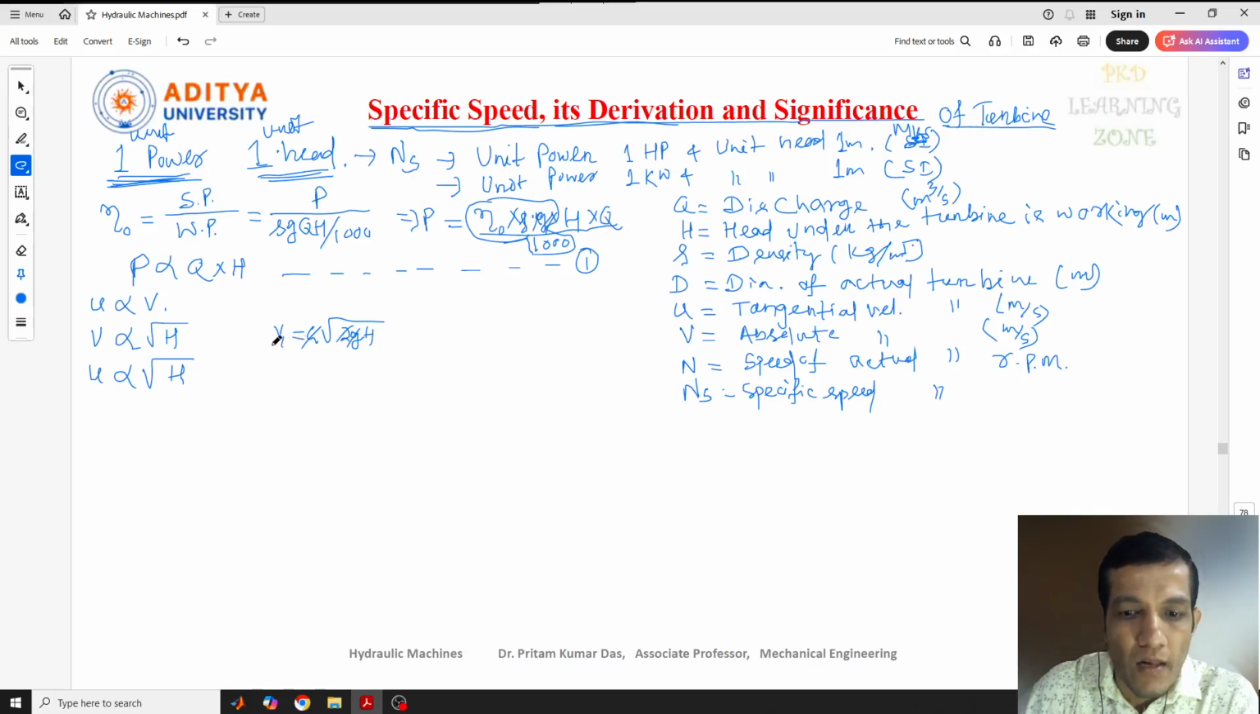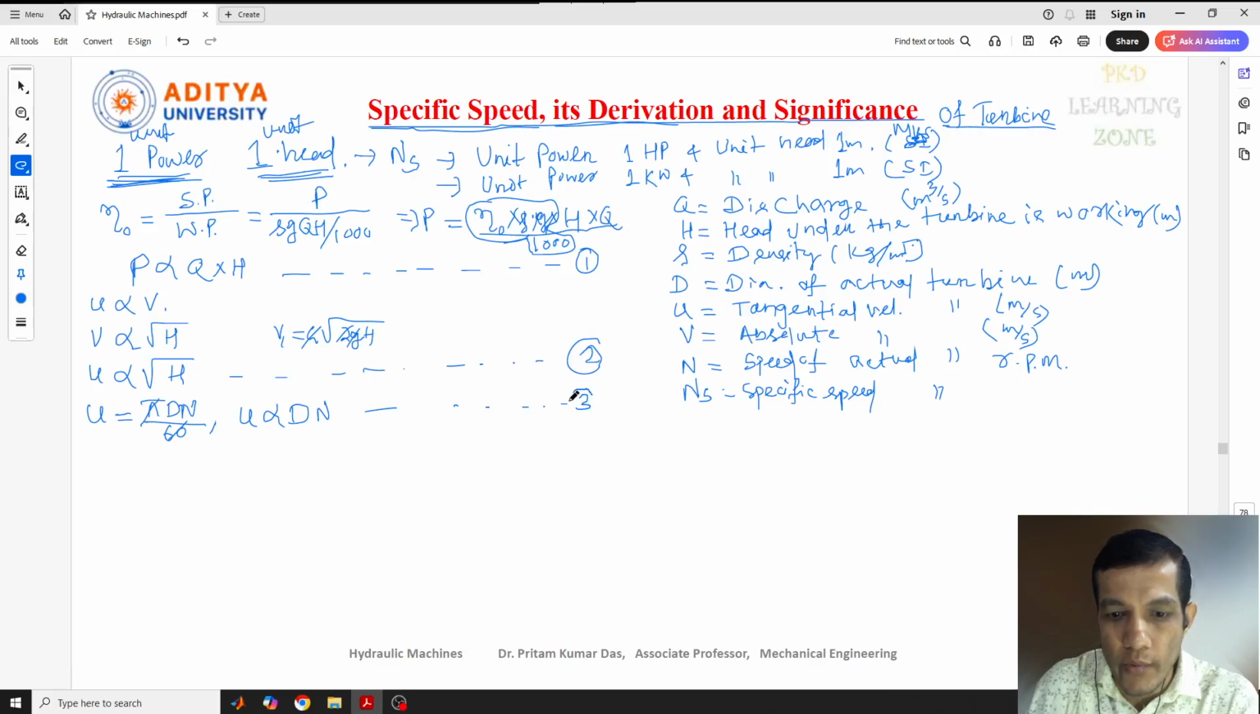We give this equation number 2. Also we know one more relation, the tangential velocity can be written as pi D N by 60. Here D equals diameter, N equals speed. Pi is constant and 60 is constant. So the remaining two terms are D and N. From here we can write U is directly proportional to D into N, and this I mark as equation number 3.